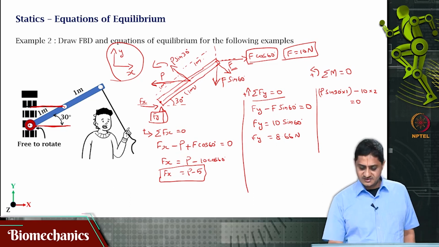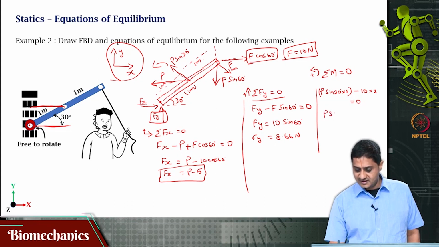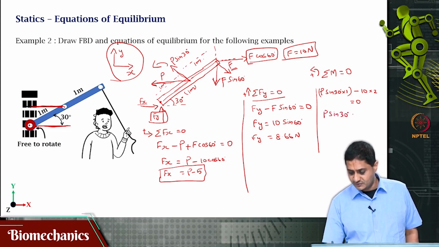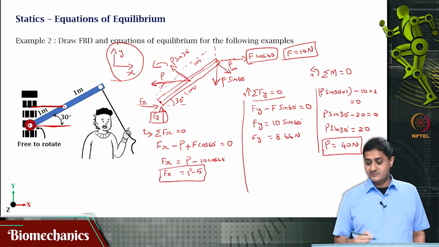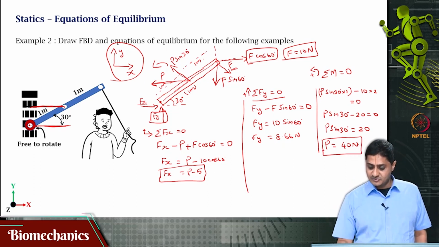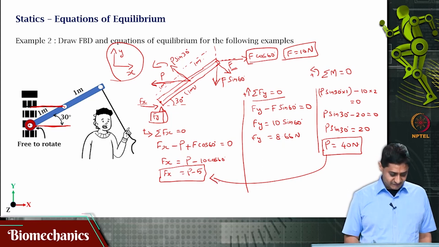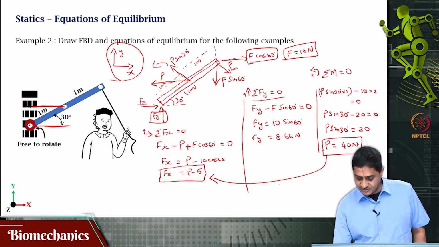So, there is no other force that can cause this moment. I can write this as P sin 30 minus 20 is 0, or rather P sin 30 is 20. From this, because I am substituting for sin 30, I can get P to be 40 newtons. Now that I have found the value of P, I can substitute it here and find the value of Fx. Fx is P minus 5, is it not? 40 minus 5, that would be 35 newtons.